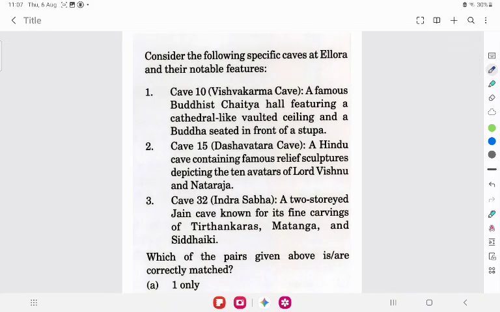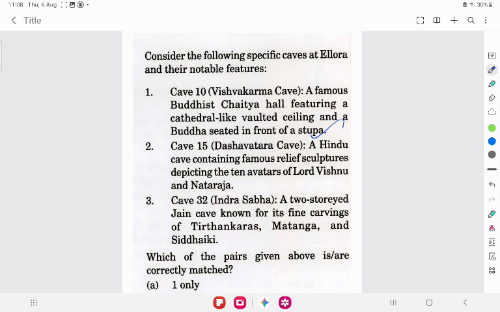Consider the following specific caves at Ellora and their notable features. Okay, so now the cave number 10. Vishwakarma Cave, a famous Buddhist Chaitya hall featuring a cathedral-like vaulted ceiling and a Buddha seated in front of a stupa. So this one is correct.